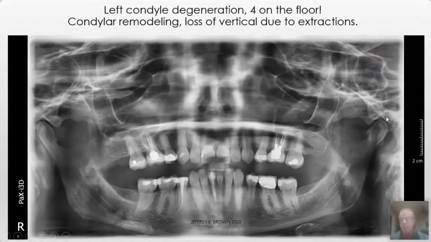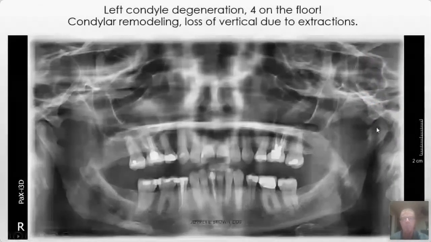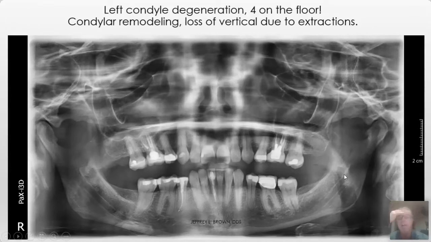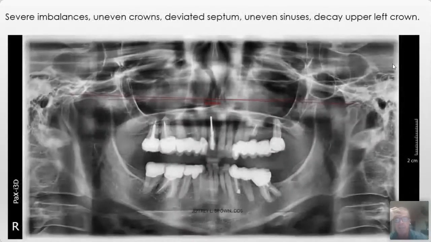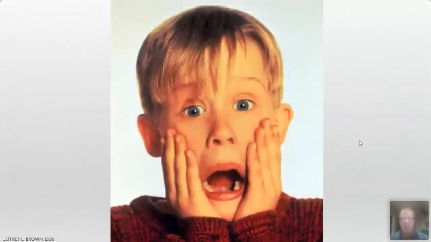So on this one, left condyle degeneration. This person had the four on the floor. Four bicuspids extracted, four wisdom teeth out. That's 25% loss of teeth. Vertical collapse occurred, jamming the condyles into the socket. Now this one's even more interesting. Deviated septum, the sinuses are imbalanced, decay in the upper left crown because the bite is all off through here. Look where the right condyle is relative to the left. That's totally out of place. And this is what happens to me almost every day.